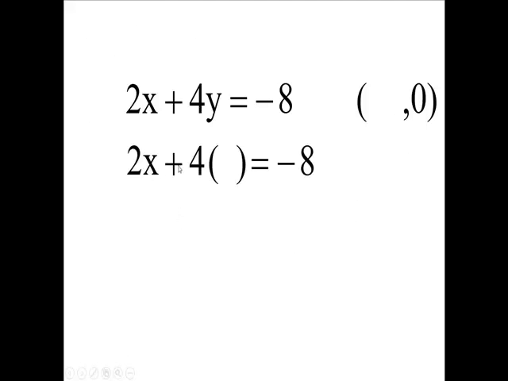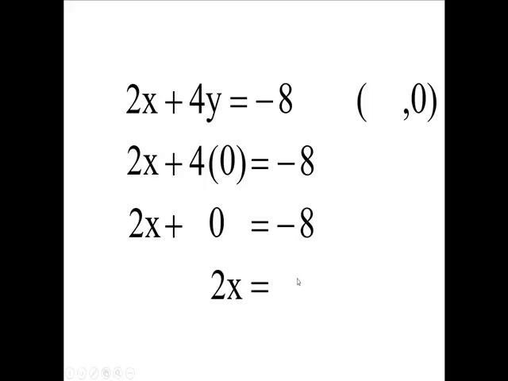So you have 2x plus 4 times y is -8, where y is this number right here, 0. 2x plus 4 times 0 is 0. 2x plus 0 is -8, and divide everything by 2, you'll have -8 divided by 2 is x. -8 divided by 2 is -4. So when y is 0, x is -4. So that's one point called the x-intercept.